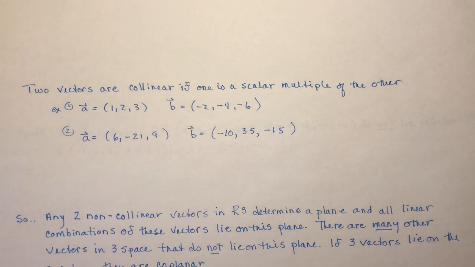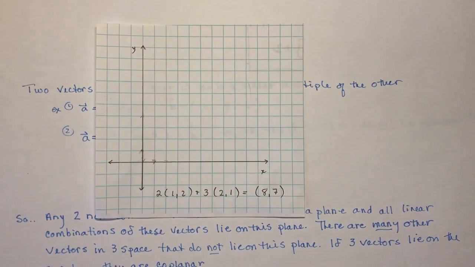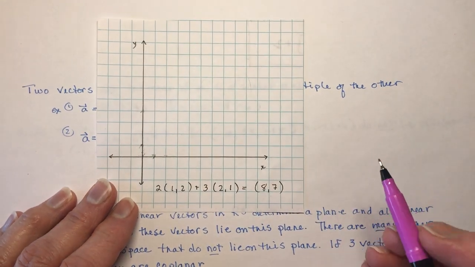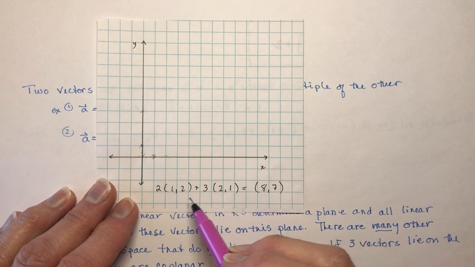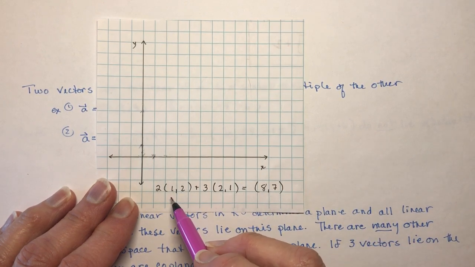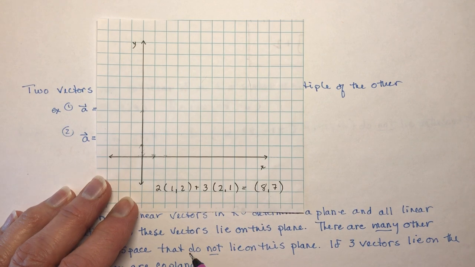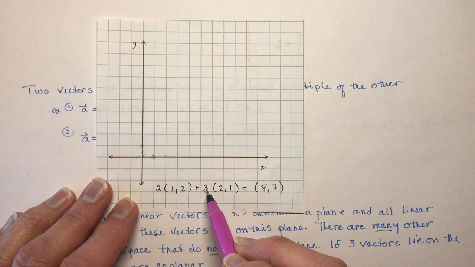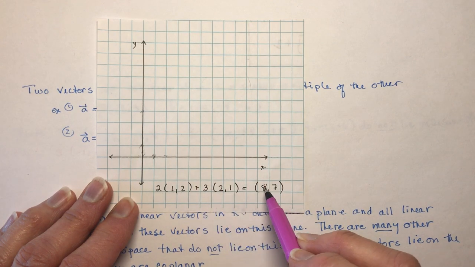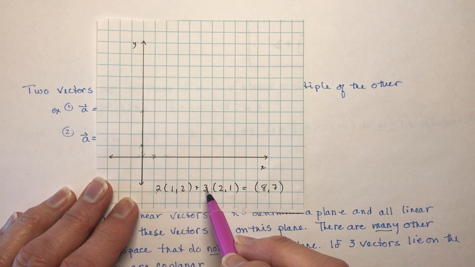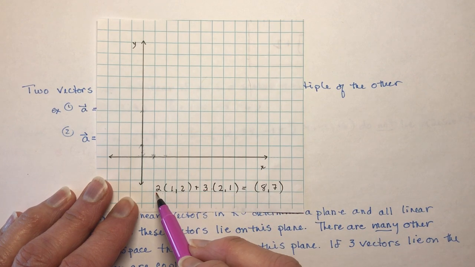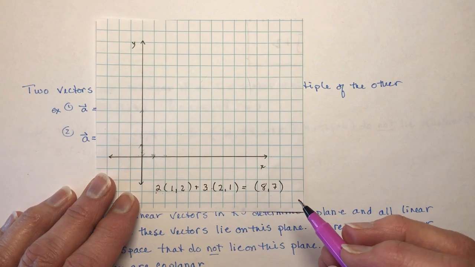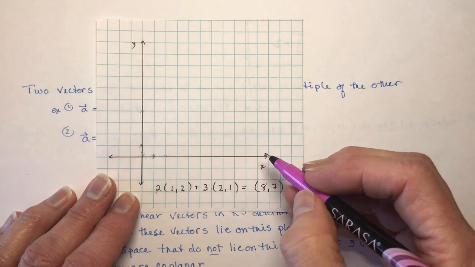Okay, so I wanted to show you again back on my little graph paper here. Maybe this might be the little piece of the puzzle that makes it all make sense to you. If I asked you to write 8, 7 as a linear combination of 1, 2 and 2, 1, you could say, well, if I put a 2 here, that would give me 2, and if I put a 3 here, that would give me 6, and they would add to 8. And this would be 4 plus 3 is 7. So my A would be 2, my B would be 3.